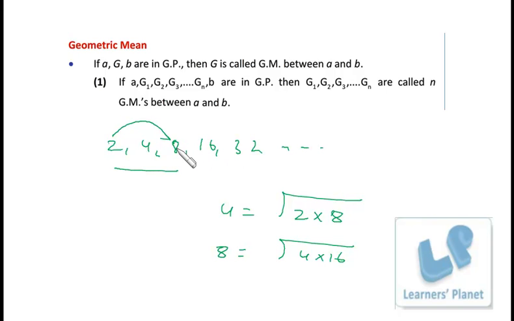Similarly, if 8, 16, 32 are three consecutive terms of the GP, then the geometric mean between 8 and 32 will be 16. That means 8 into 32, if you take the square root, you'll get 16. So 16 is the geometric mean between 8 and 32, 4 is the geometric mean between 2 and 8, 8 is the geometric mean between 4 and 16, and so on, right?